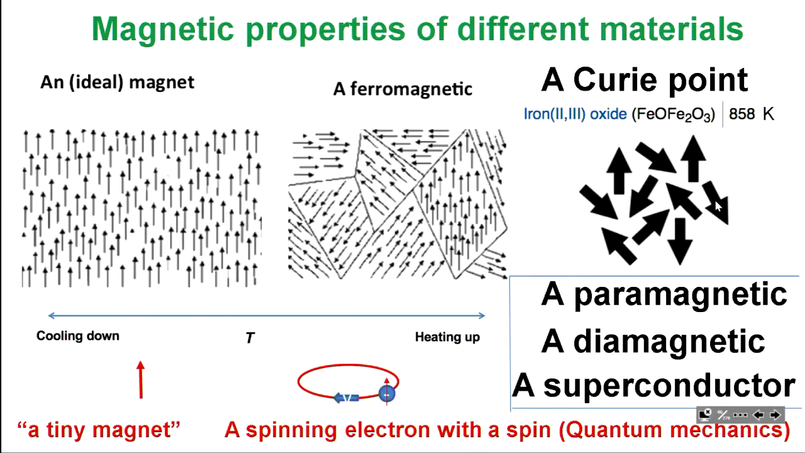In an ideal magnet, all spins and all currents generate magnetic field, which point exactly in the same direction.